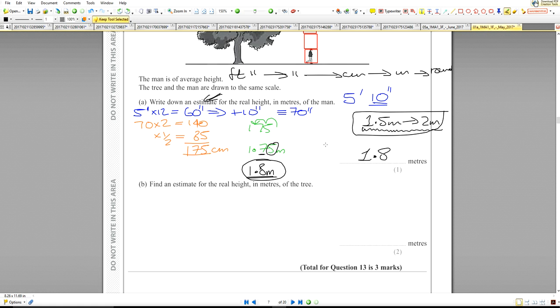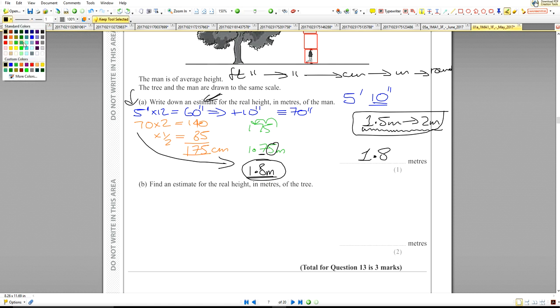I don't think anybody in the exam will just say yes, a person is 1.8 meters, because we don't think in meters, we think in feet and inches. So this is how I would think and how I would work out the question if I needed to. Yes, it takes maybe a minute or so, but it's a quick one and we can get to a nice number. Next, find the estimate for the real height in meters of the tree.